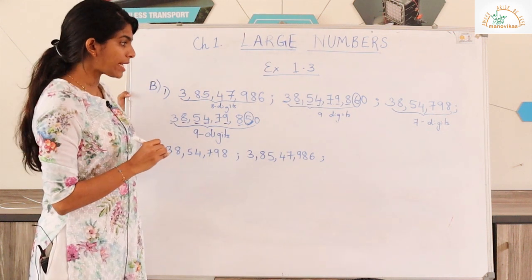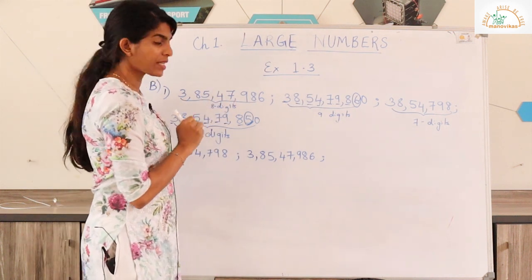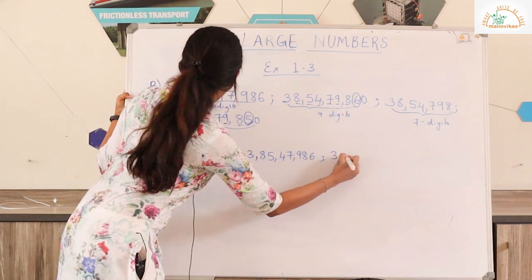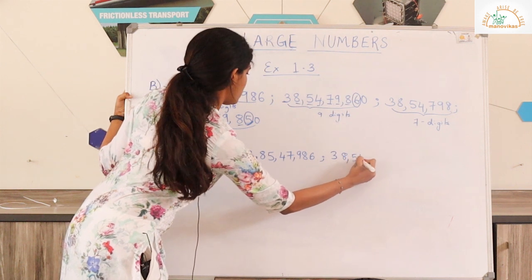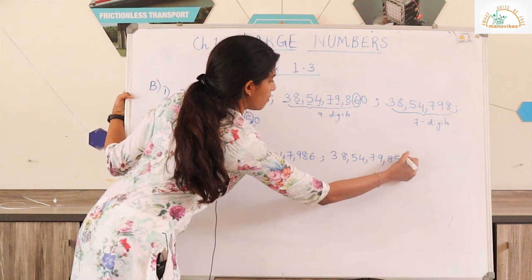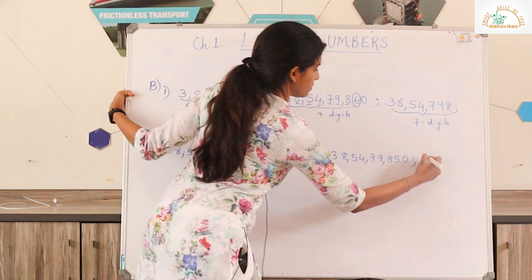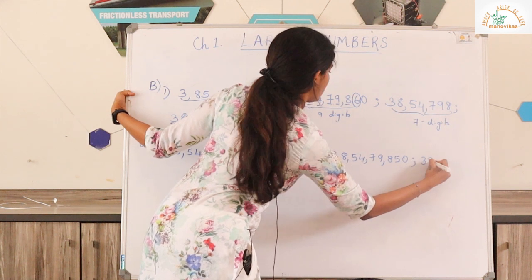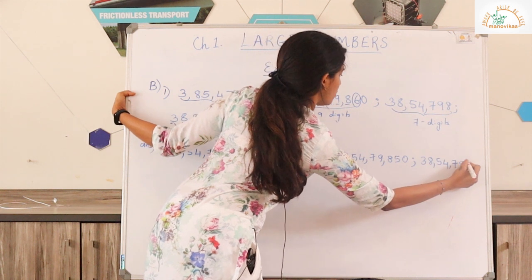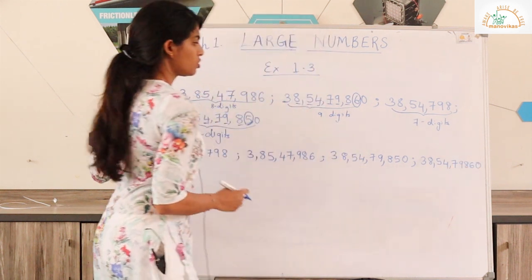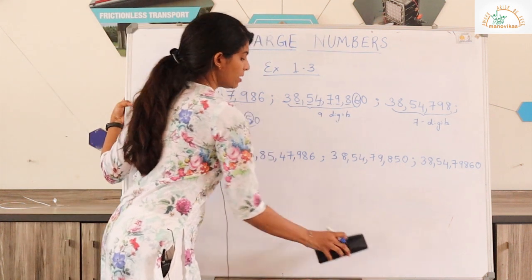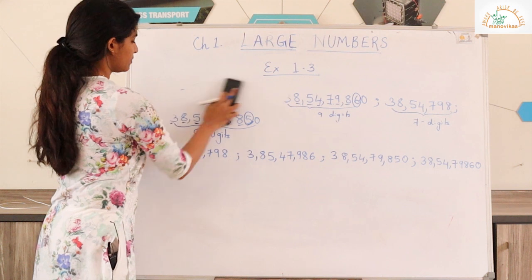Correct. Now can you tell me which number is smaller here? Correct. 5 is smaller than 6. So this number will come here. And finally this number. So we are done with the ascending order. Let's see how to do descending order. Let's do C, first one.